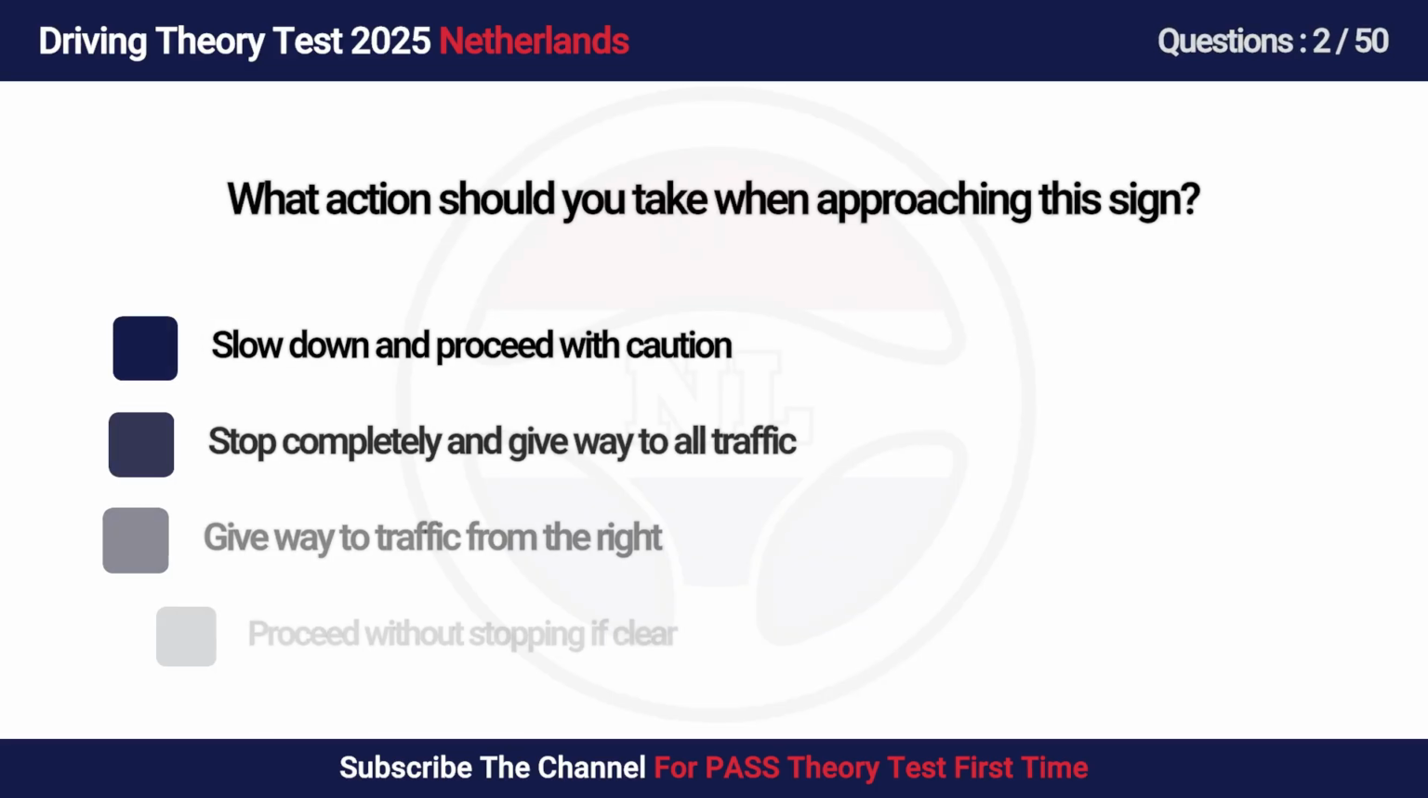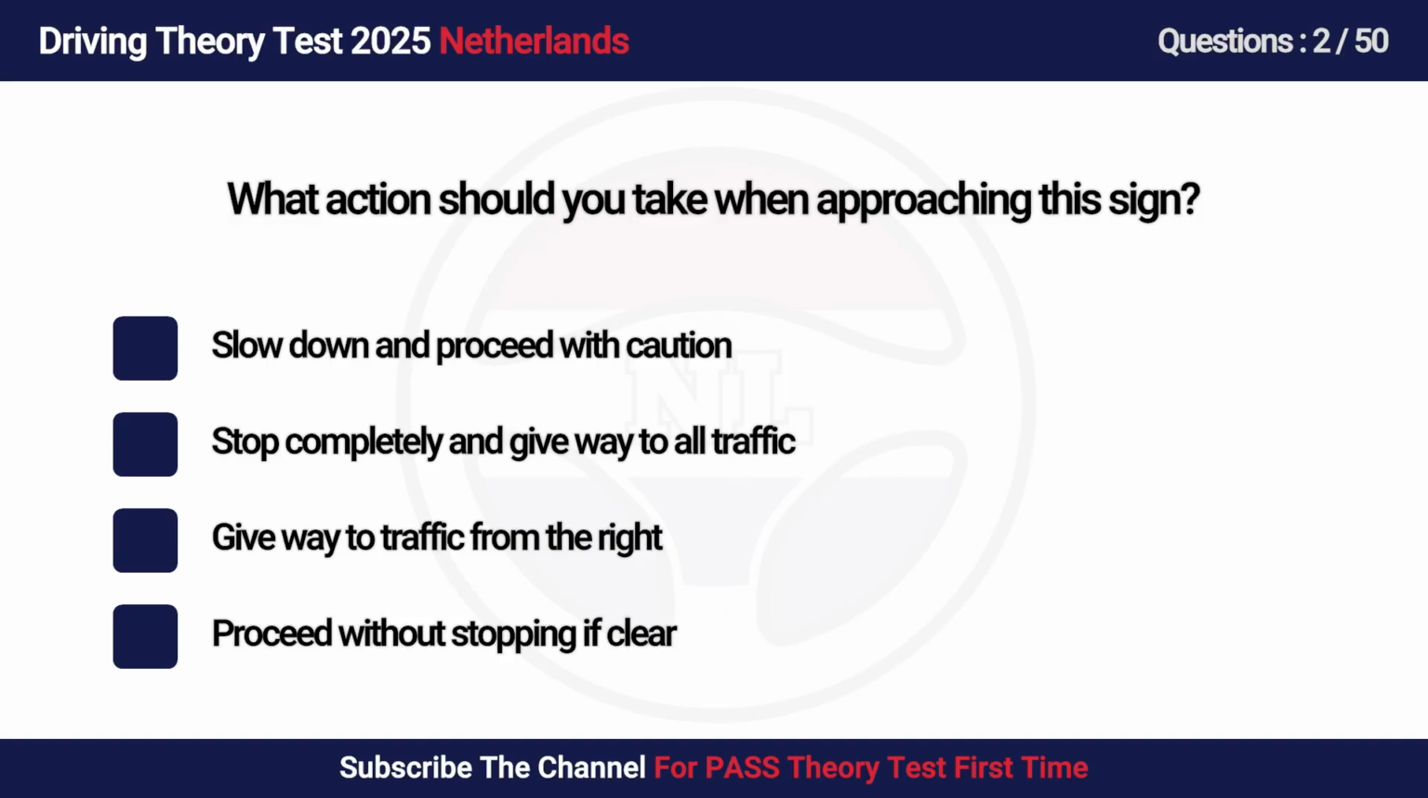Question 2. What action should you take when approaching this sign? A. Slow down and proceed with caution. B. Stop completely and give way to all traffic. C. Give way to traffic from the right. D. Proceed without stopping if clear.